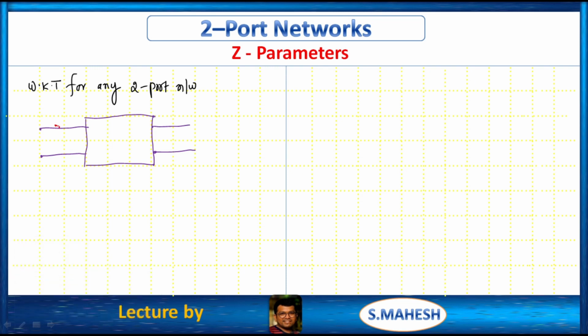This is the current through port 1 entering and leaving. This is the current through port 2. And what about the voltage? This is V1, this is V2, plus minus, right? So V1 is the input voltage, I1 is input current, V2 is output voltage, I2 is nothing but output current. We can write in, out. This is a two-port network. That's it, right?